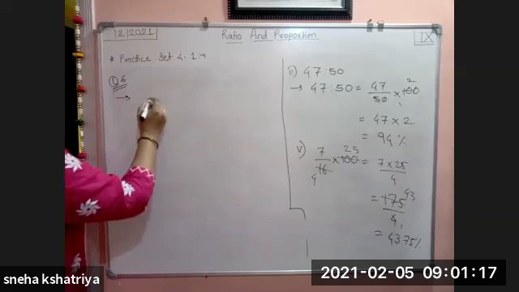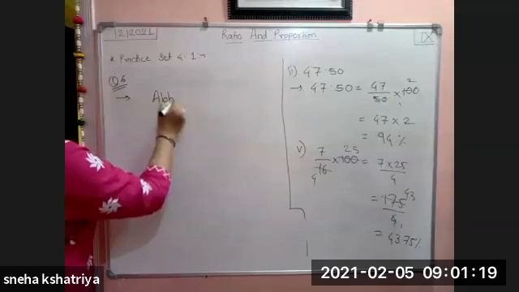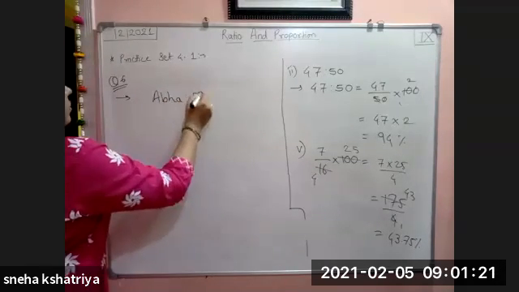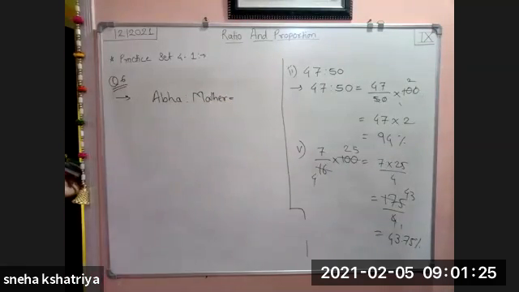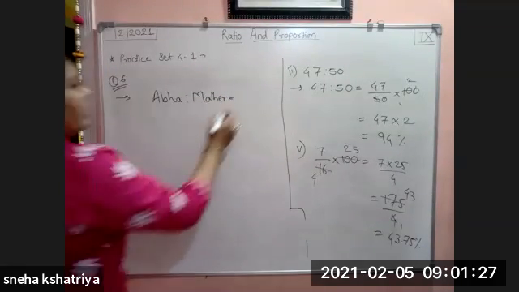So the ratio, how it is given: Abha as to mother is given. What is the ratio given to us? 2:5.